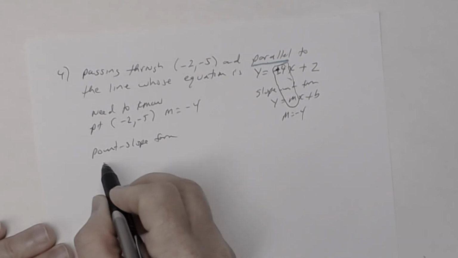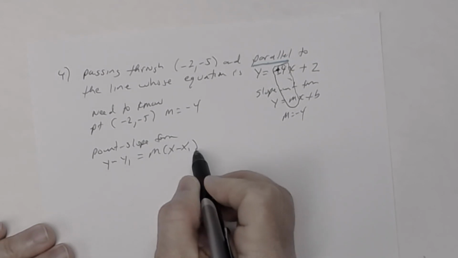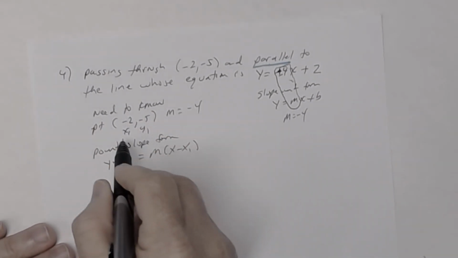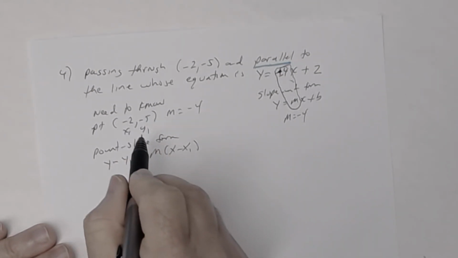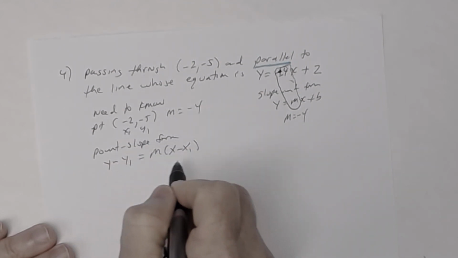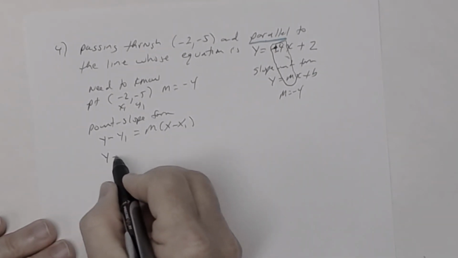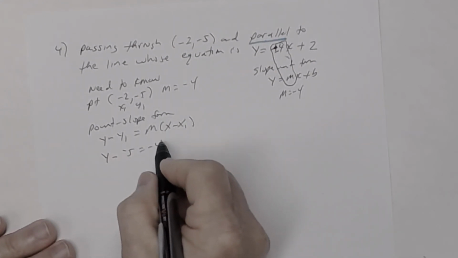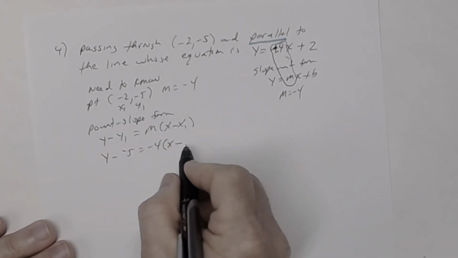And so point-slope form, remember, is y minus y1 equals the slope times x minus x1. And let's go ahead and label this point as x1, y1. So this is the x coordinate of your point, and this is the y coordinate of your point. We're going to substitute negative 2 and negative 5 into the variables y sub 1 and x sub 1. Okay, so we get y minus y sub 1, which is negative 5, equals the slope, which is negative 4, times x subtract x sub 1, which is negative 2.